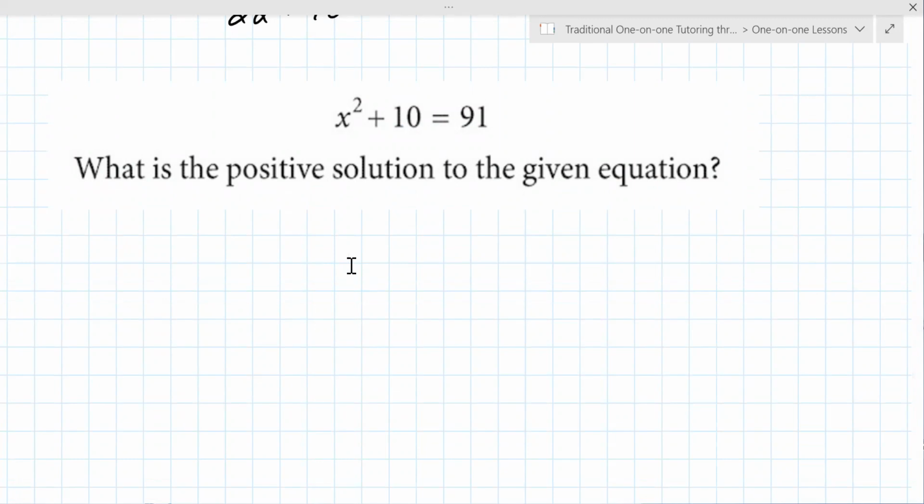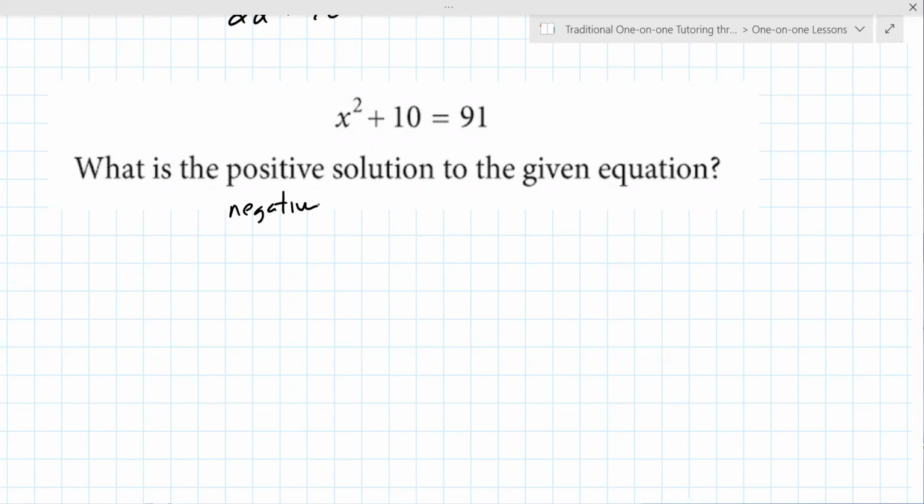Is it that the answer to the equation is positive? It is, but that means it's almost implying there's another solution. There's also a negative solution to the given equation. How would you solve this if you did not have multiple choice?